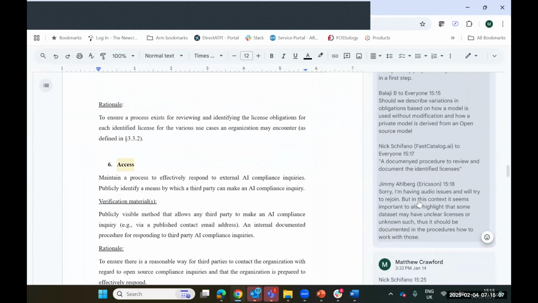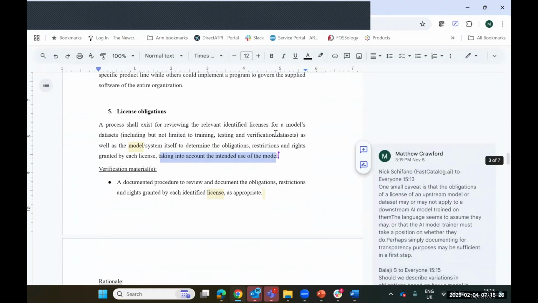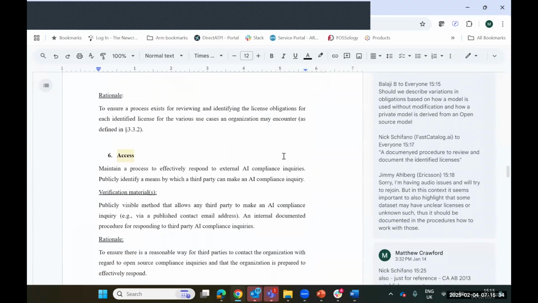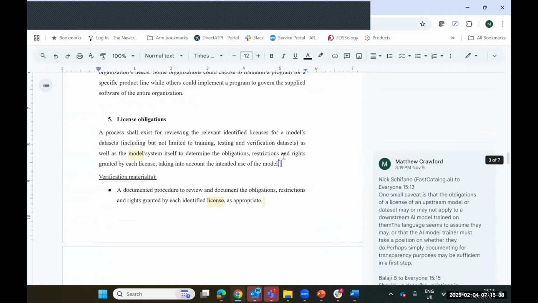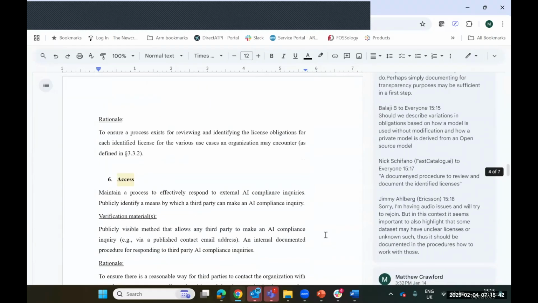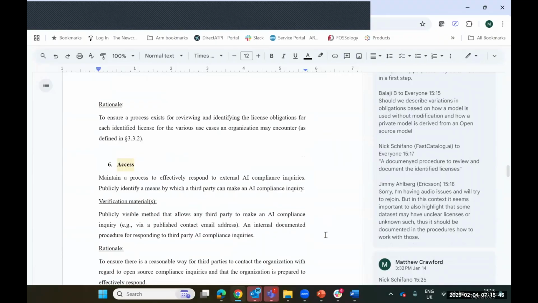And then Jimmy says that some data sets may have unclear licenses or unknowns, and thus it should be documented in the procedures how to work with those. I don't think we've got Jimmy on the line here. Do people agree with this? We could add that part of the process could include how we handle unclear or unknown licenses. We're not stating how one deals with those, but we should have a process that deals with them. Is that within scope? Is this what we wanted to try and grasp? I'd like people's thoughts on that.